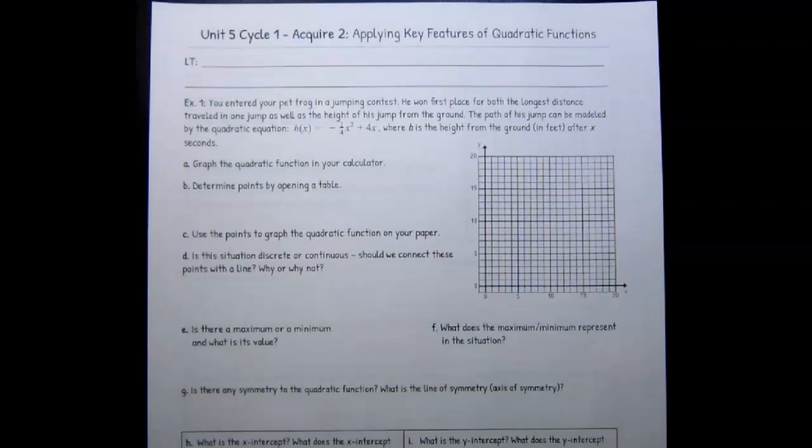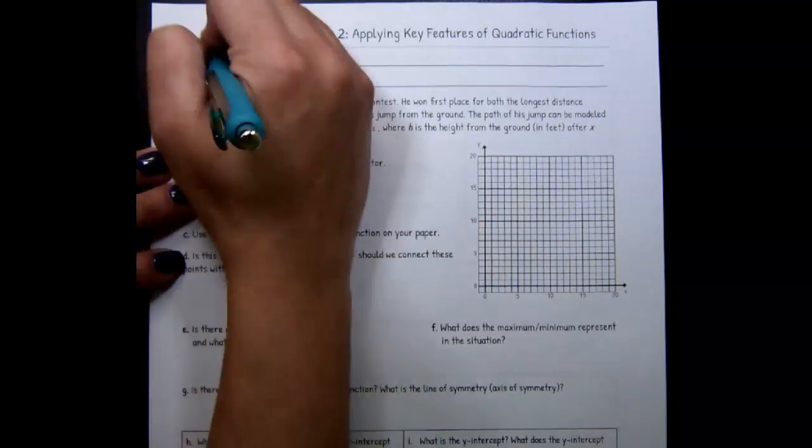Hello guys, welcome to lesson 2, acquire 2 of our first packet of the new year. This is unit 5 cycle 1, acquire 2. We are going to be applying key features of quadratic functions. So everything we learned last time we're going to be using again today. So our learning target is going to be very similar.